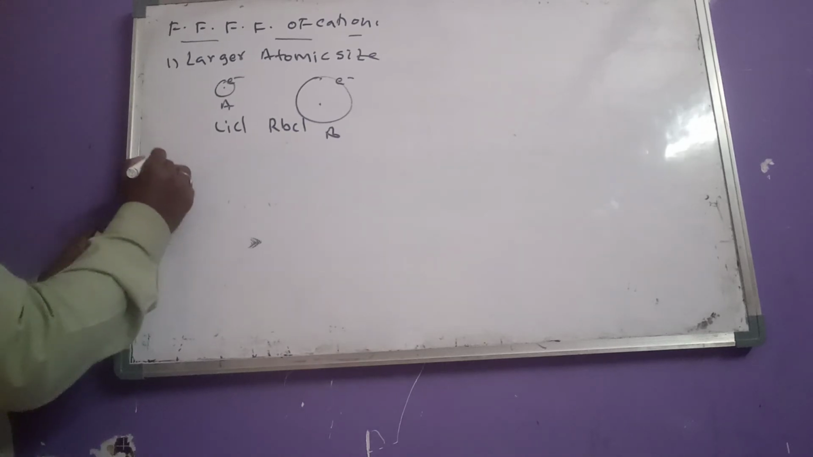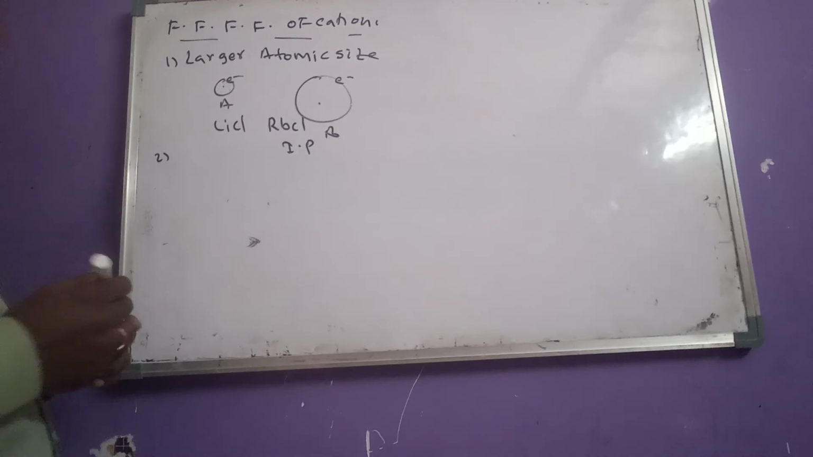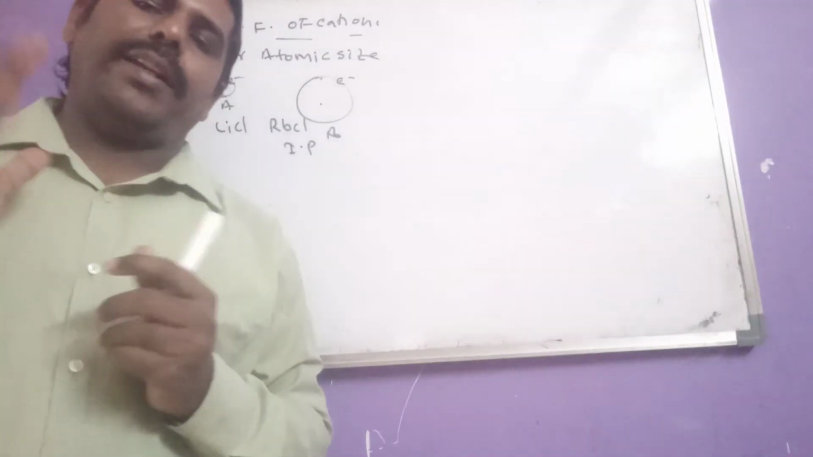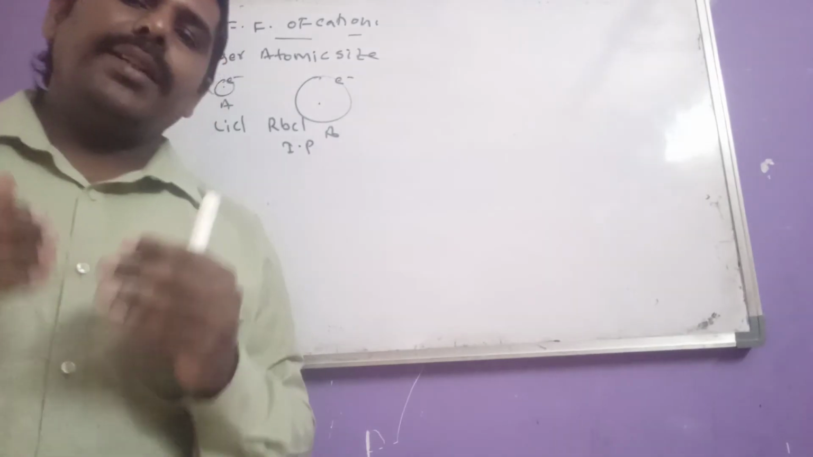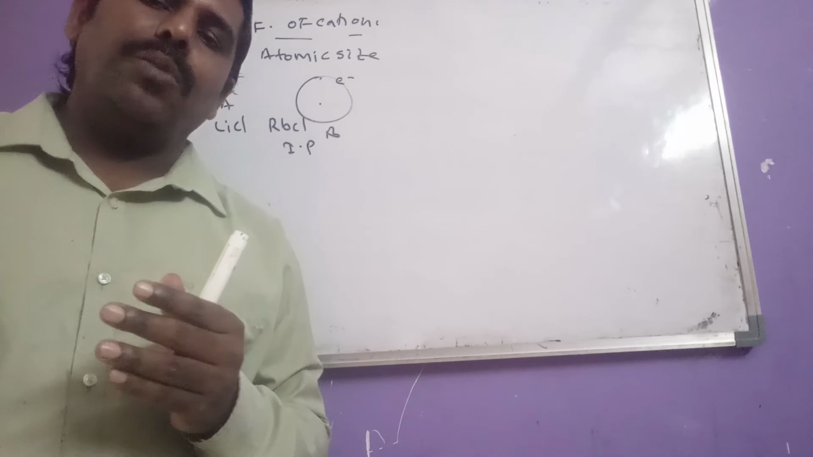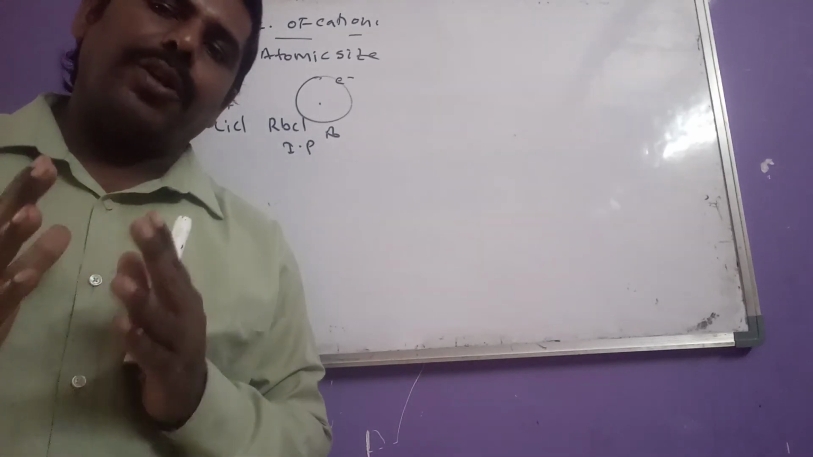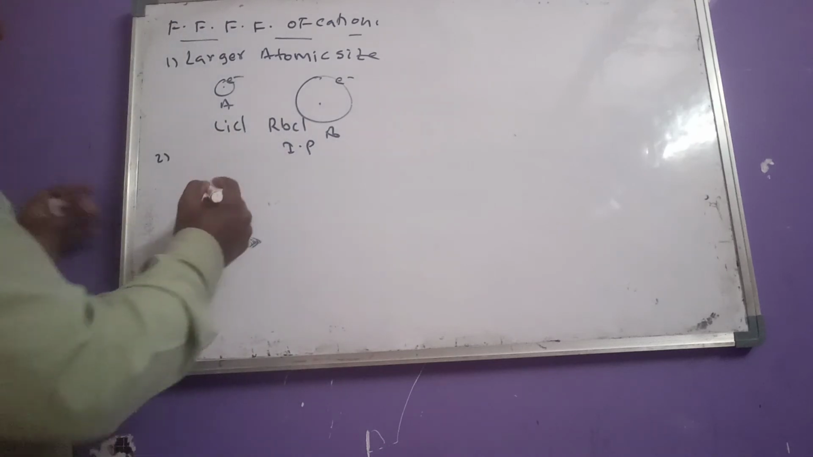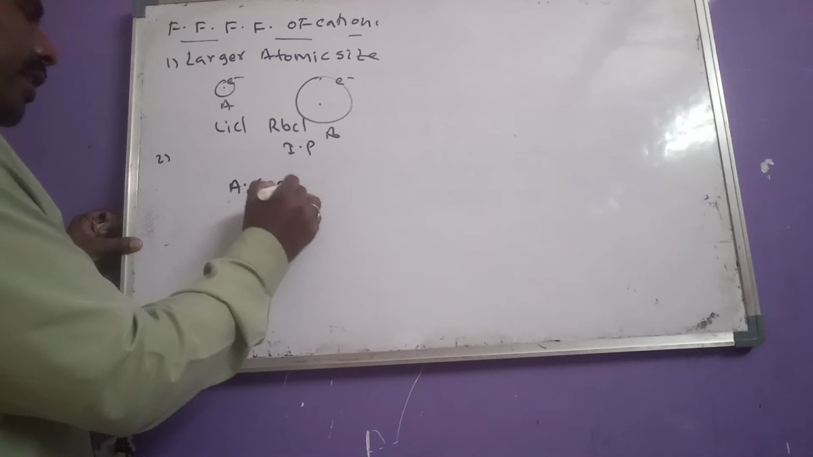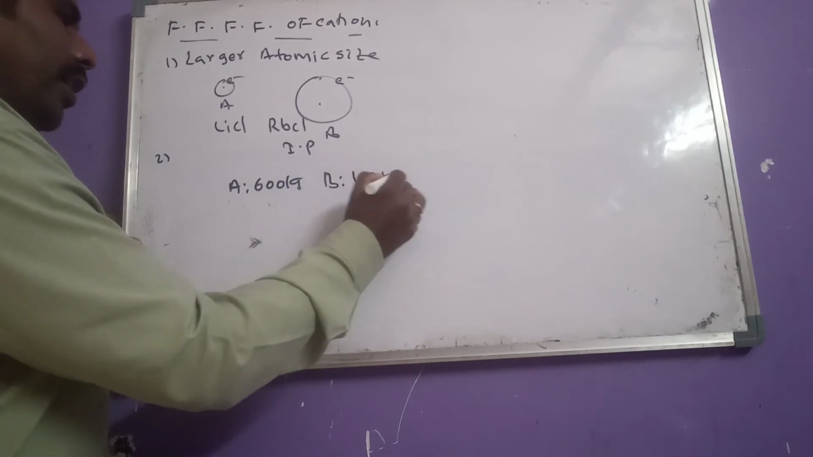Okay, now the second favorable factor, regarding ionization potential. Let us see which IP favors formation of cation. IP means the energy required to remove the electron from the outermost orbit of an atom is known as ionization potential. So for example, A atom ionization potential is 600 kilojoules, B atom ionization potential is 100 kilojoules.